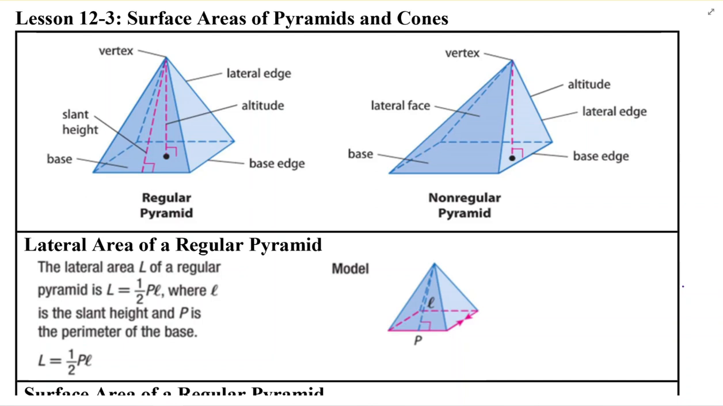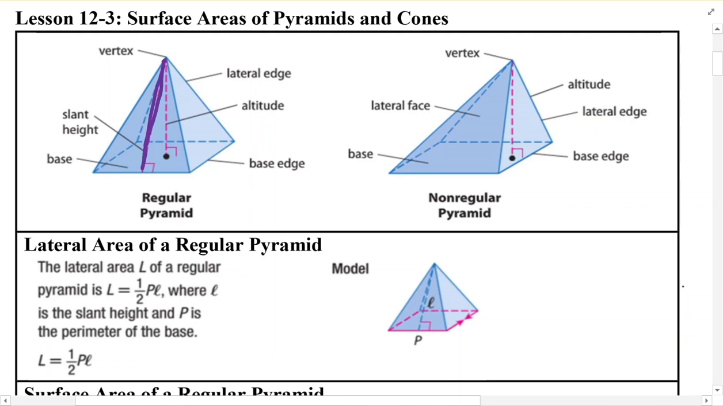Surface areas of pyramids and cones. Lesson 12.3. With a pyramid and a cone, we only have one base compared to a prism or a cylinder. The new term that we have in this chapter is a slant height, and the slant height goes down the side of the cone or down the side of the pyramid.